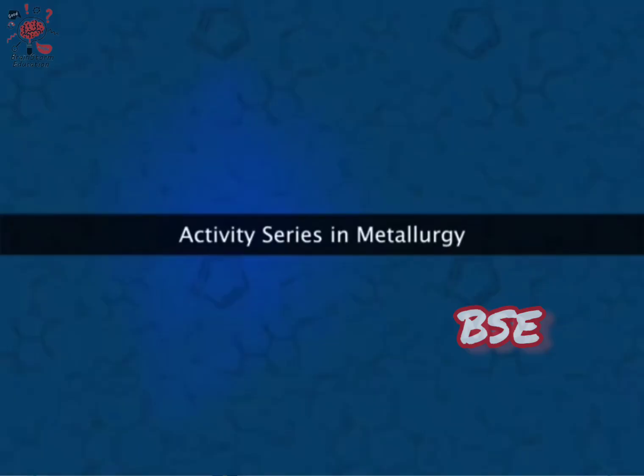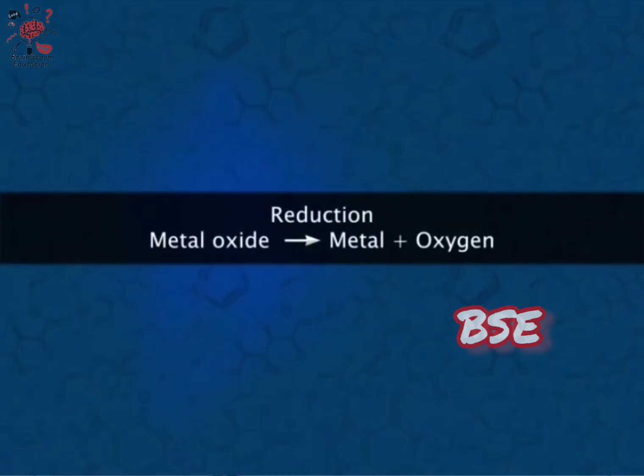Based on the activity series, we can select a suitable metallurgical reaction to separate the metal from its ore. In order to extract a metal, the metal oxide must undergo reduction to remove the oxygen to form a free metal.